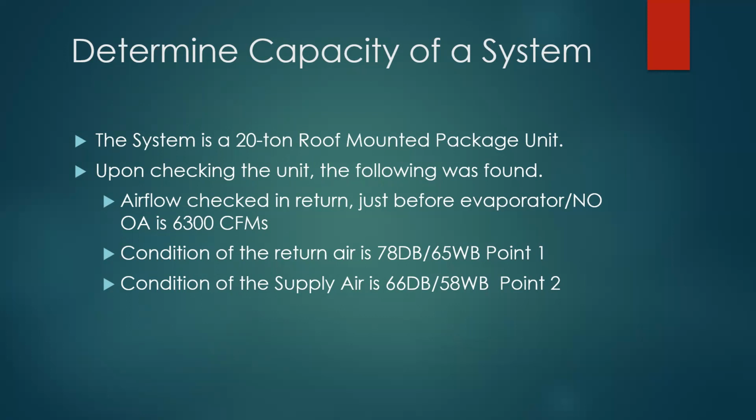The no outdoor air was a concern to me because of building pressurization and all this other, and I wasn't sure on the ductwork sizing, but sometimes the ductwork sizing takes into consideration you're bringing in a certain amount of outdoor air, so your return may be a little bit smaller than what it needs to be. Condition of the return air was 78-degree dry bulb, 65-degree wet bulb. Condition of supply air was 66-degree dry bulb, 58-degree wet bulb.